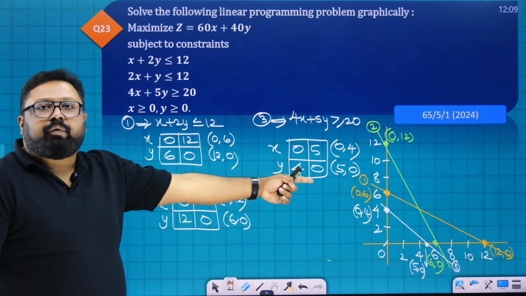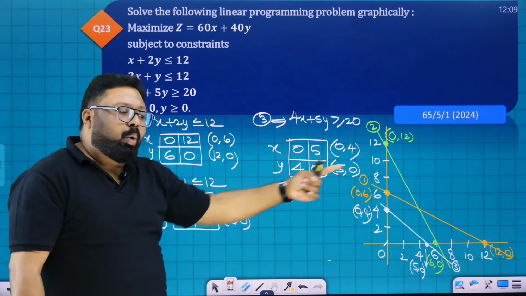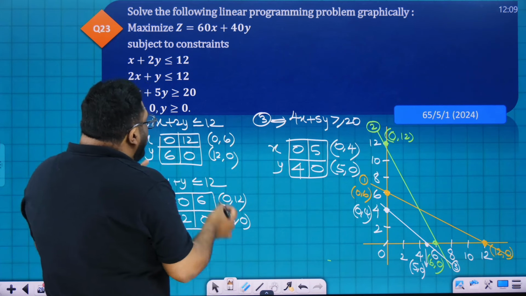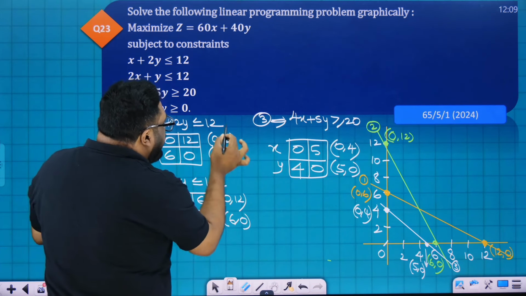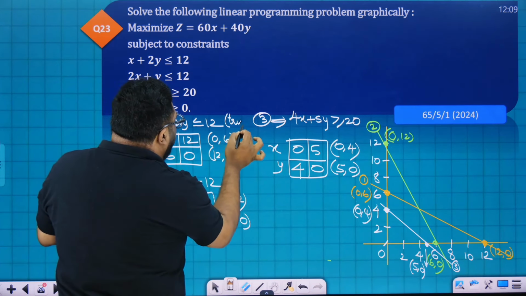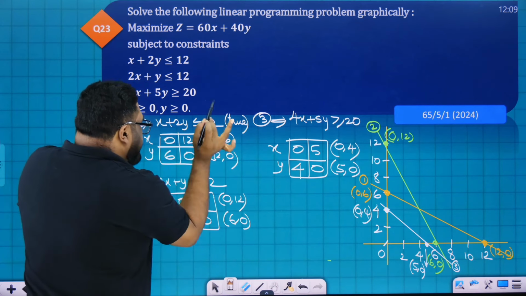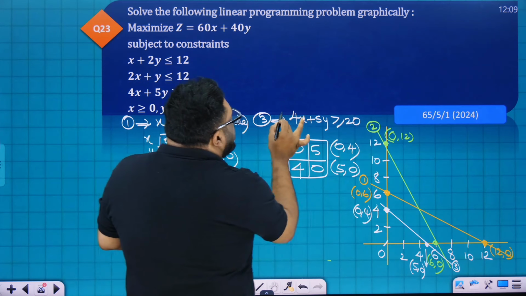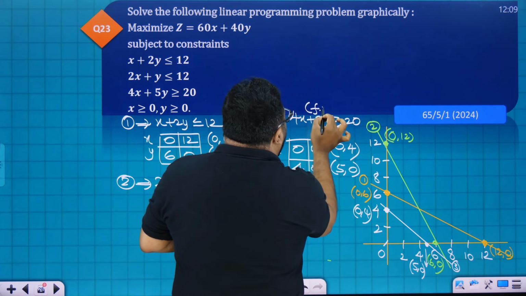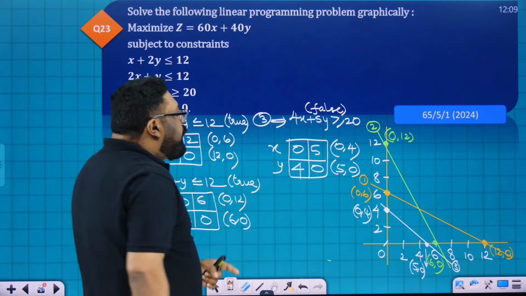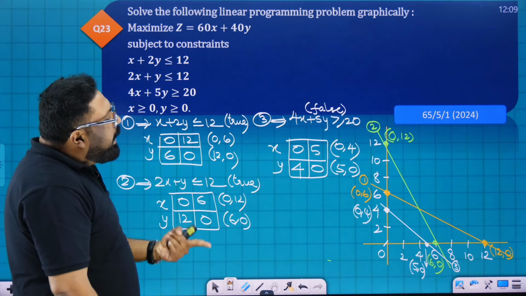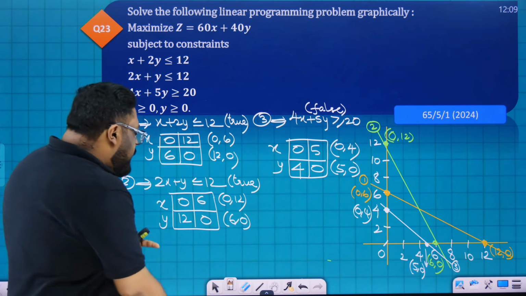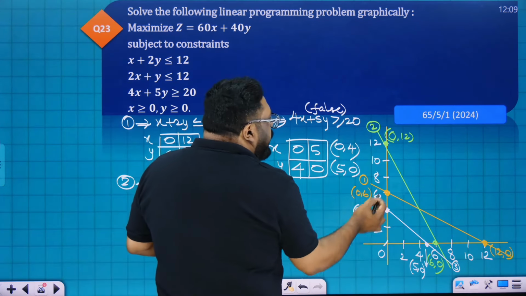Okay, now finding the feasible region. We know we have to test with origin, right? Always test with origin. So this one says origin is true, my dears. I'm verifying it: (0, 0) less than 12, correct. (0, 0) less than 12, correct. (0, 0) greater than 12, false. For the first line, it's true. Second line, it's true. But for the third line, it's false. So check it out, my dears.